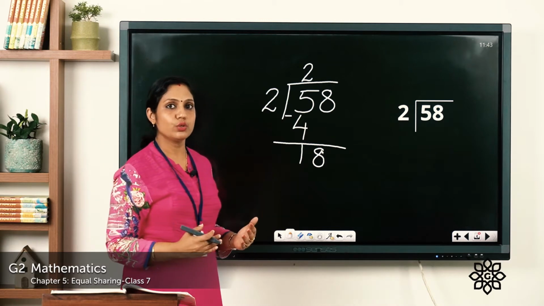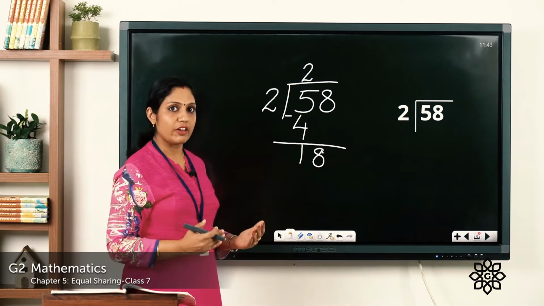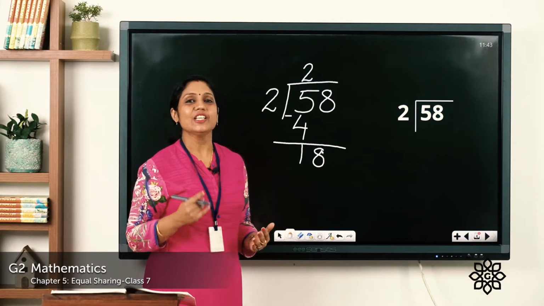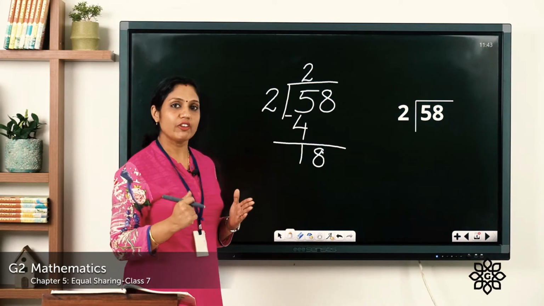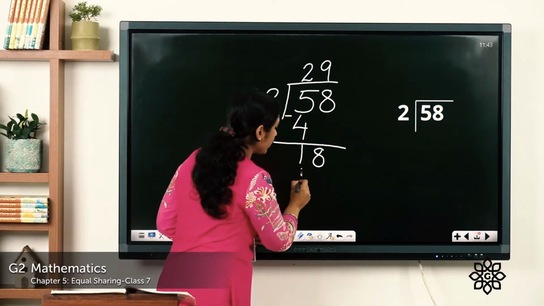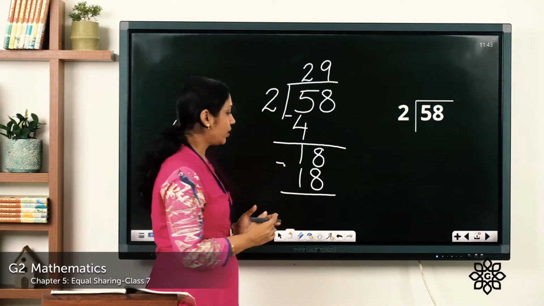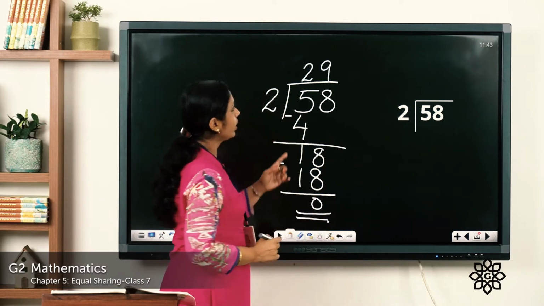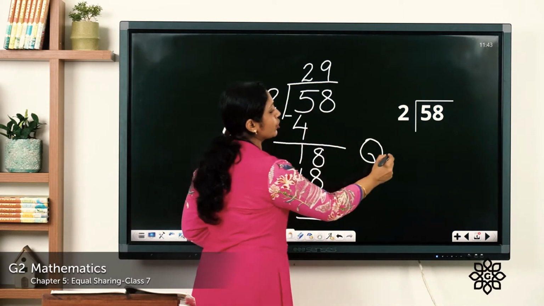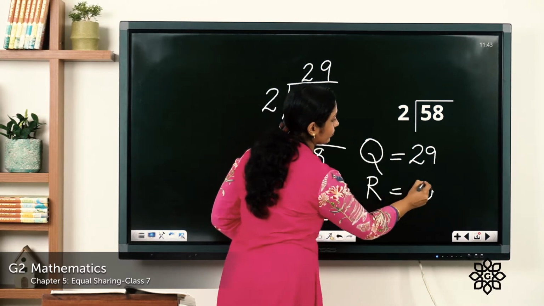So 2 ones are 2, 2 twos are 4, 2 threes are 6, 2 fours are 8, 2 fives are 10, 2 sixes are 12, 2 sevens are 14, 2 eights are 16, 2 nines are 18. So you reach the number 18. So 2 nines. Where should we write the number? Write that number on top, and 18 we have to write under here. And then again subtract. 18 minus 18 is equal to 0. So what is the quotient? The quotient is 29 and the remainder is 0.